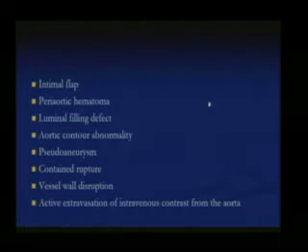So what can you see on the CT scan? You can see an intimal flap, you can see a periaortic hematoma, you can see a luminal filling defect, aortic contour abnormality, pseudoaneurysm, any contained rupture or vessel wall disruption, or if there is any active extravasation from the aorta. So there are a lot of things you can look at on the CT scan.